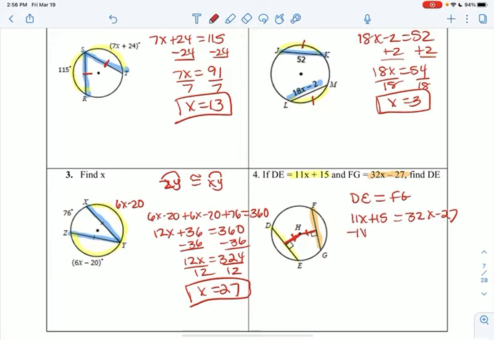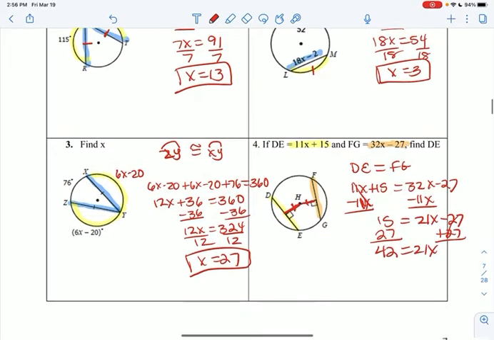So I'm going to subtract 11x. That gives me 21x. I'm going to add 27. That gives me 42. And dividing by 21, x equals 2.